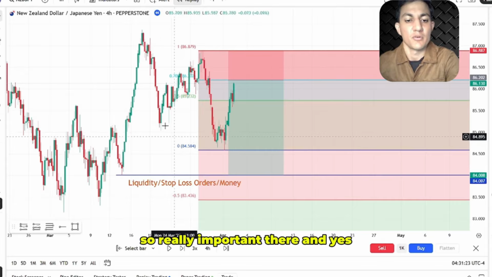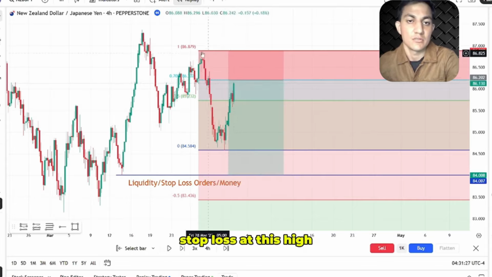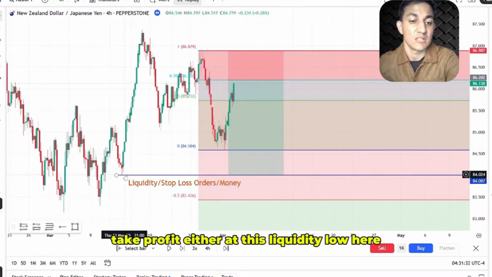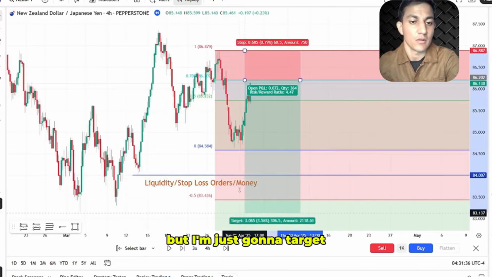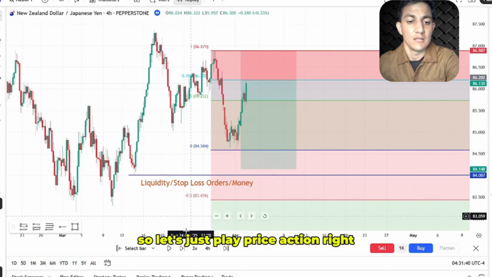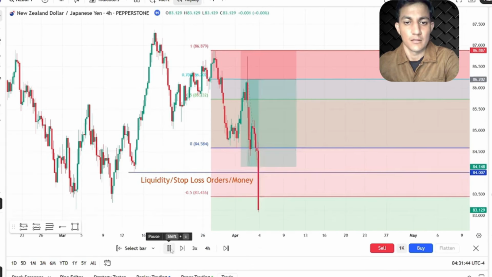So really important there. Yeah, so you're going to set up your limit order, enter here, stop loss at this high, take profit either at this liquidity low here or a 3-to-1, or if you really want to, it can be all the way down here, right? But for me personally, I just target a 3-to-1. So let's just play price action, right? Like this, right? And then there we go.